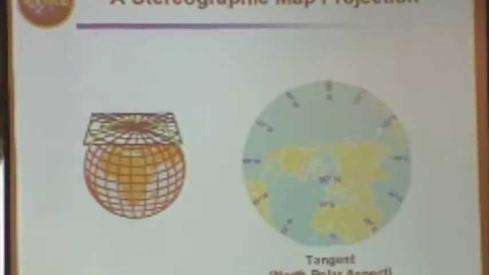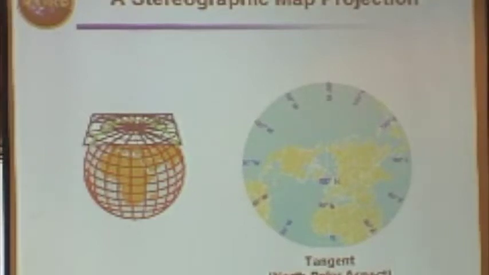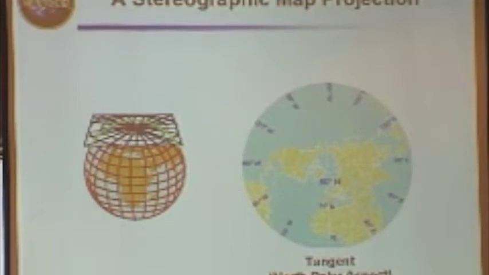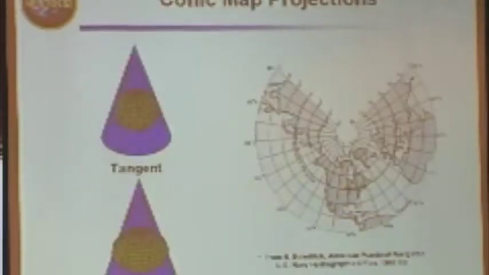Stereographic projections are where you set a plane on top. You can embed it, you can put it on the side, you can do all kinds of things with it. This one is a polar aspect. You see what its picture looks like over here.